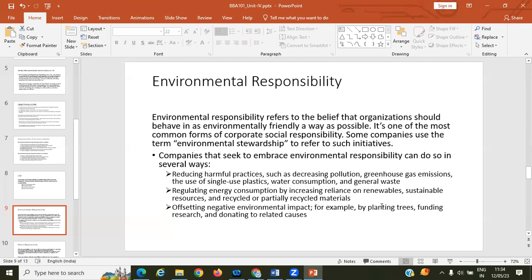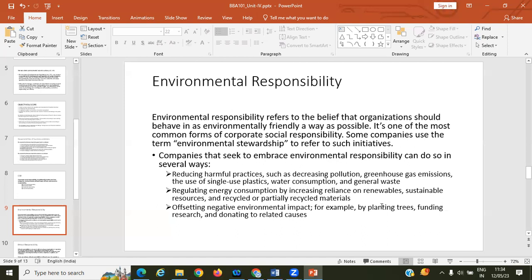Reducing the energy consumption by increasing reliance on renewable energy. That is called renewable energy. Reliance is doing a lot of projects on that.